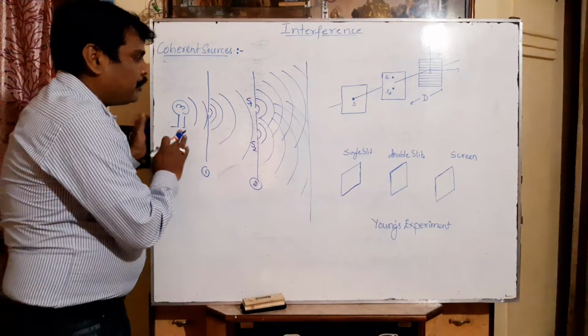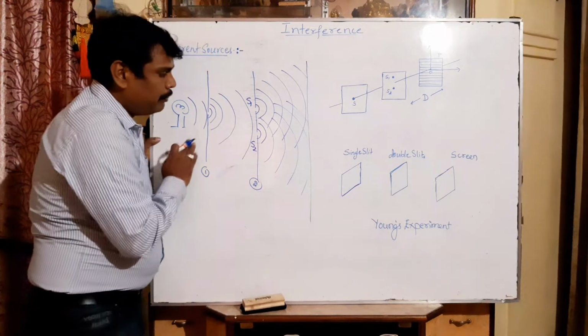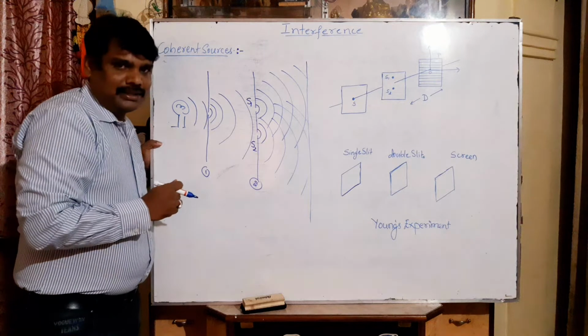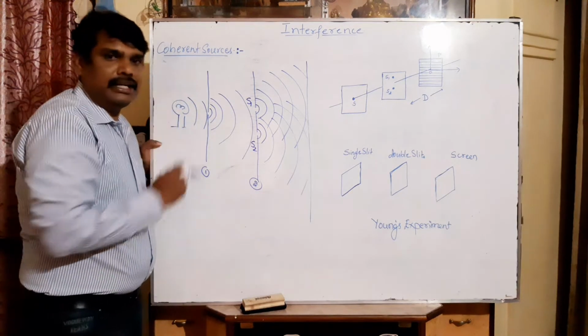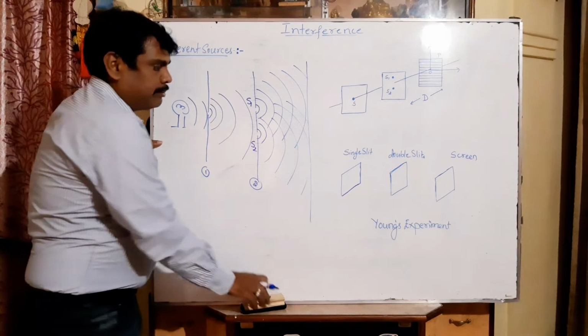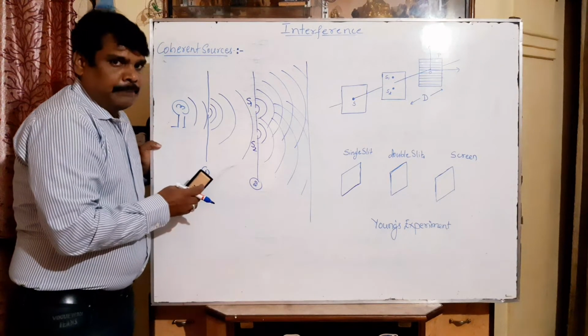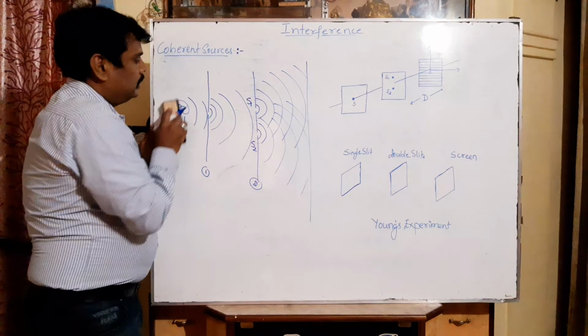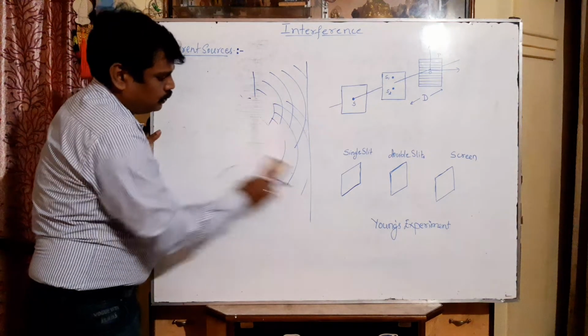So this is the possible case. With the help of this condition, Young made an experiment to explain the interference pattern, or to observe the interference pattern experimentally. I will explain that one. Okay, so this is about the coherent source.